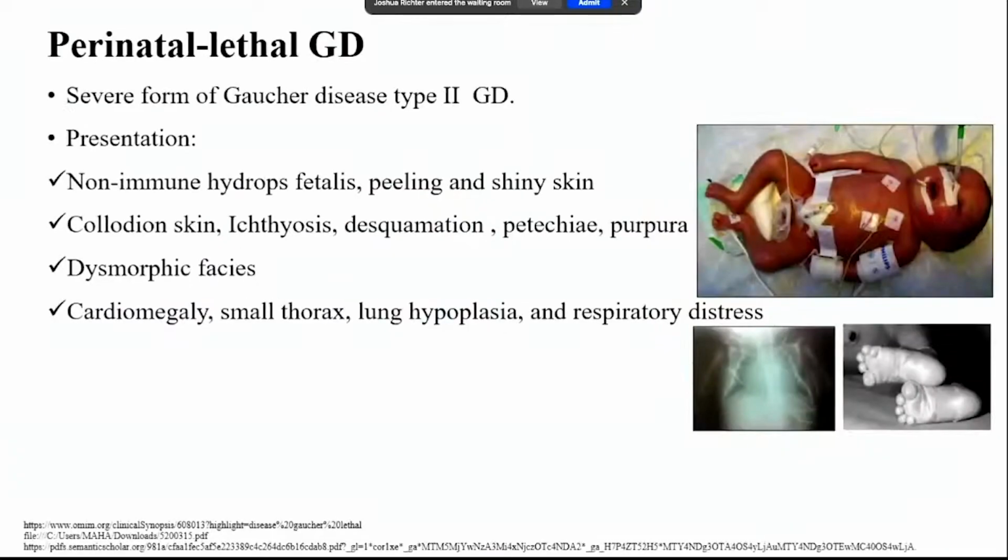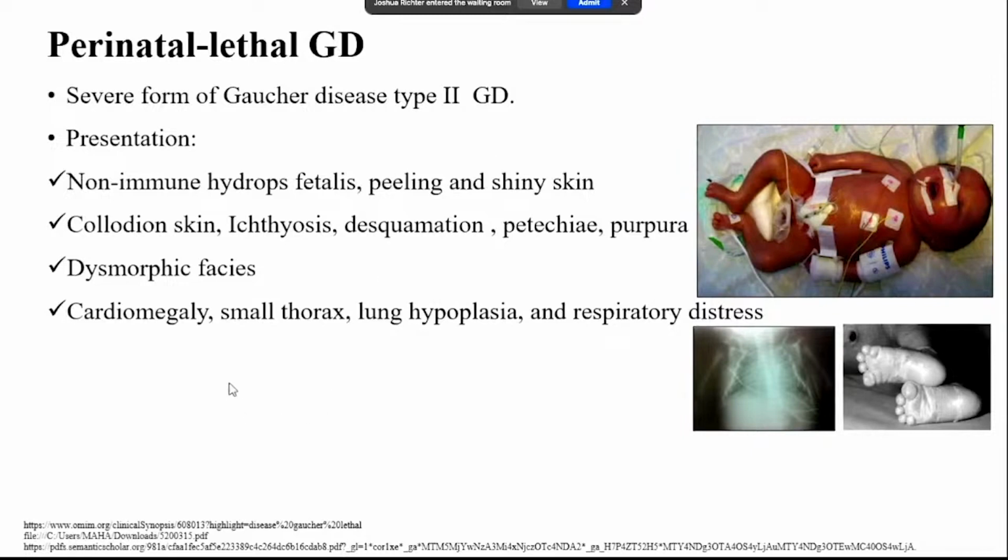That one is the perinatal lethal Gaucher disease, a severe form. They consider it as one type of type 2 Gaucher disease. The presentation is usually with non-immune hydrops fetalis, with shiny peeled skin. You can see the peeling here, and you can see the shiny skin, and there are joint problems too. The most common dermatological manifestations are collodion skin, ichthyosis, desquamation, petechiae, and purpura.